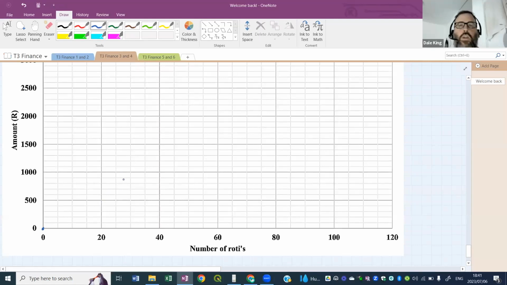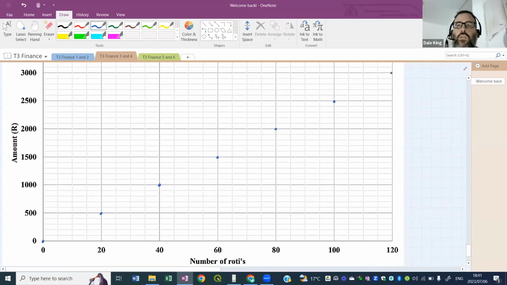For 20, who can remember how many rotis? You guys should have it down there on pencil paper. 20 is 500, thank you. For 40, there we go. Well, keep those answers coming. For 60, 1.5. For 80, yes, 2,000. For 100, yes, 2.5. And then for 120, you guys got it, 3,000.